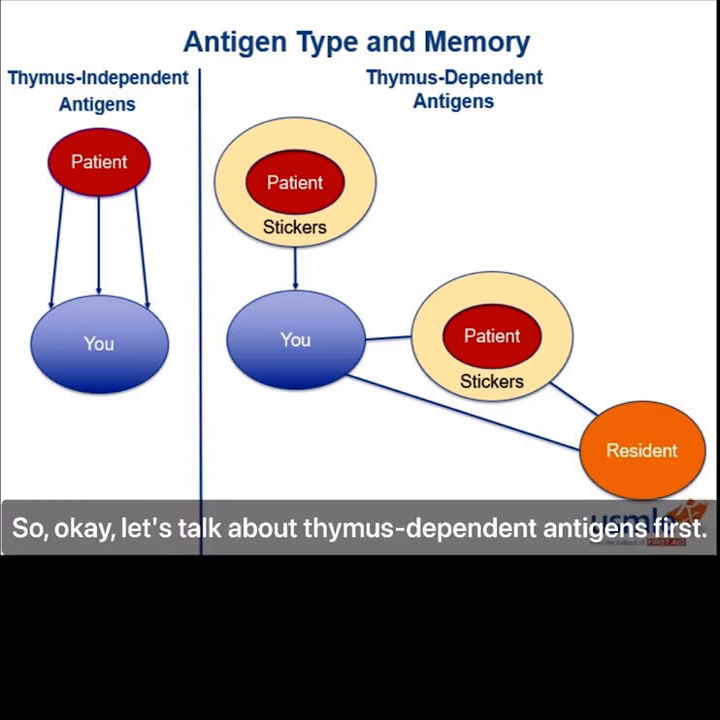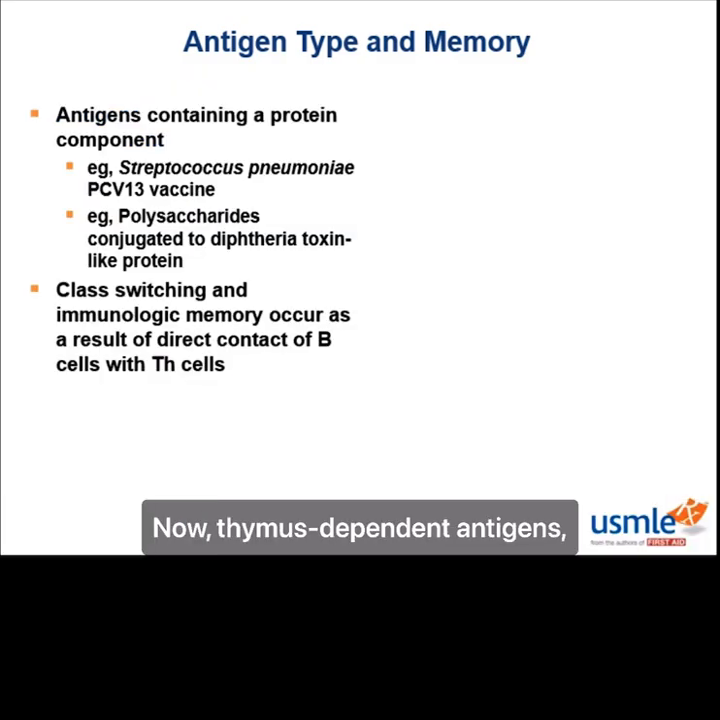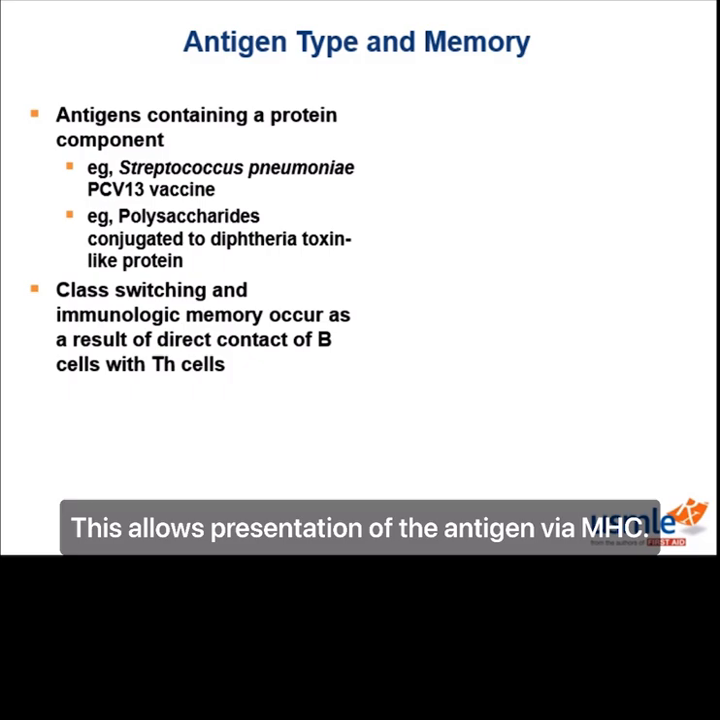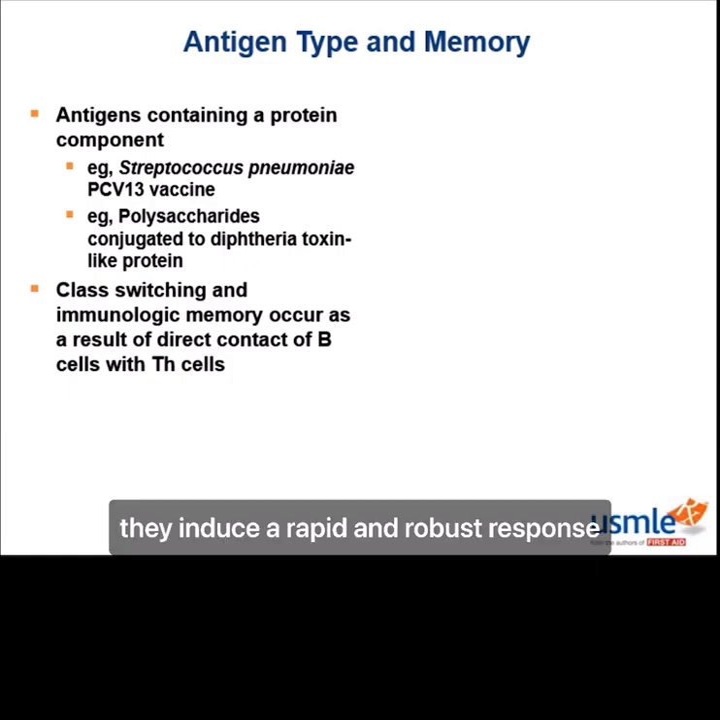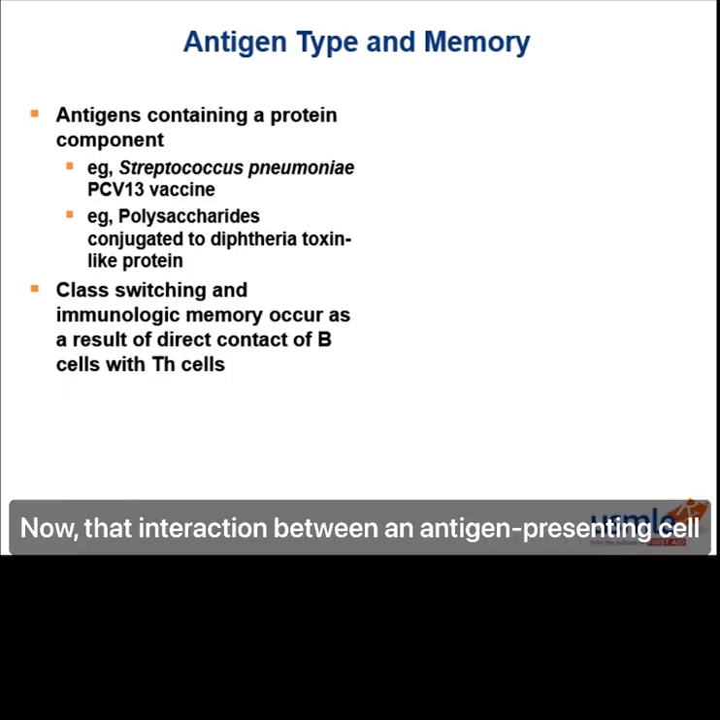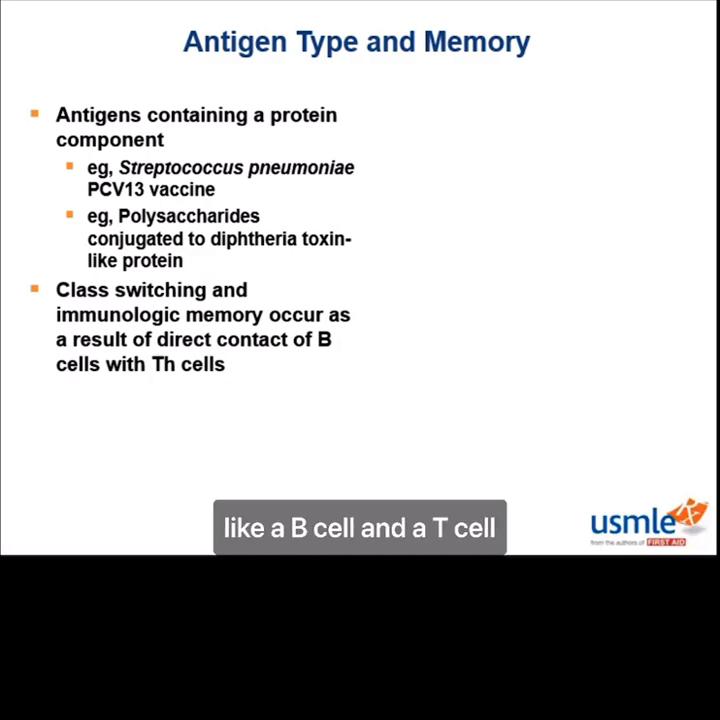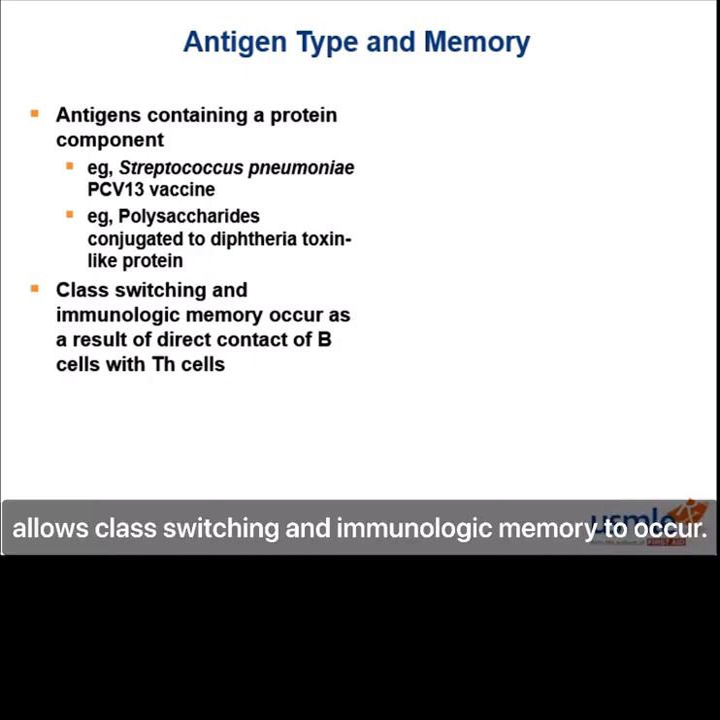So, okay, let's talk about thymus-dependent antigens first. Now, thymus-dependent antigens, they have a protein component. It's similar to the stickers in our story. This allows presentation of the antigen via MHC. When these antigens are presented to the appropriate cells, they induce a rapid and robust response that is specific to the antigen. Now, that interaction between an antigen-presenting cell like a B cell and a T cell allows class switching and immunologic memory to occur.